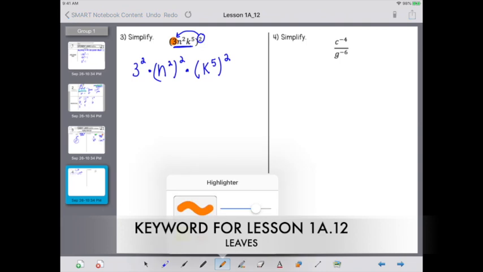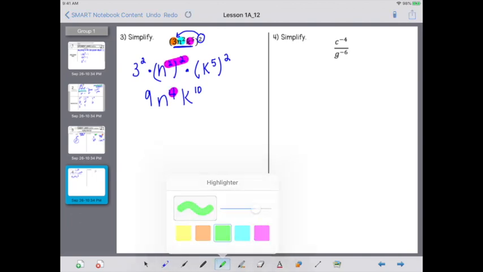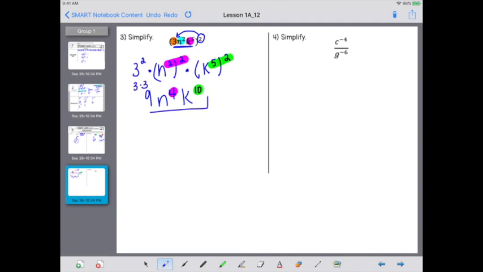So we have 3, n to the second, and k to the 5th. There are 3 terms, so it gets applied 3 times. So 3 to the second is 9, n to the 4th, k to the 10th. We're going to multiply 2 and 2 to get 4. We're going to multiply 5 and 2 to get 10. And then 3 to the second is just 3 times 3. So that is our answer.